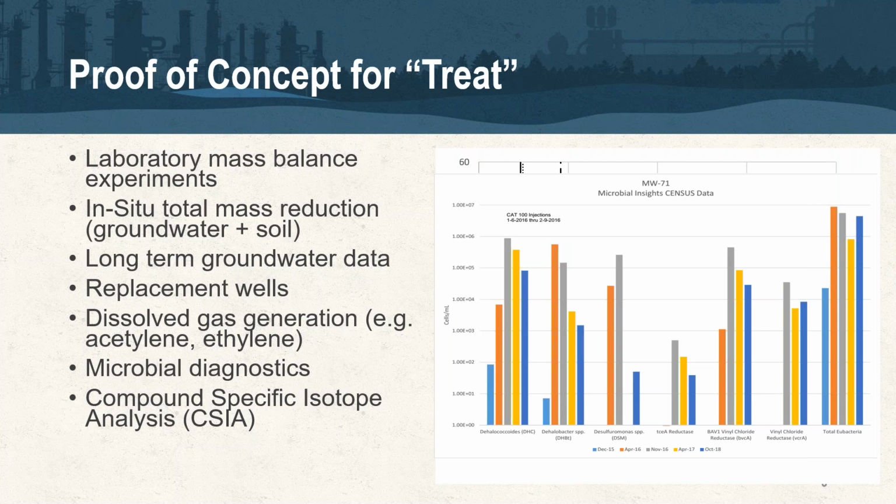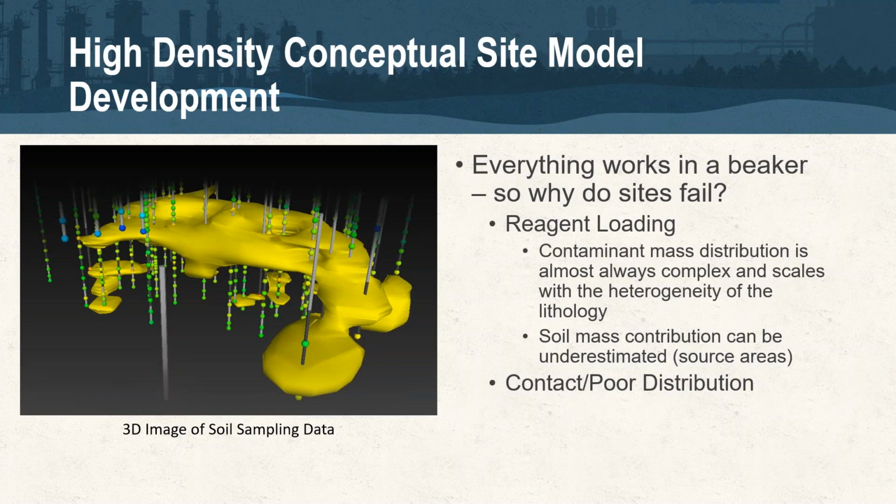Okay, so I like to say that everything works in a beaker, and one of my comments I hear often talking to clients about different technologies is that it didn't work. Well, that's not really true. All these technologies, ours and the others that are in the market, they're all developed in the laboratory, and they do work. So why do they work in the lab and they don't work in the field? And most of the time, it comes down to really two things. It's either loading or distribution.